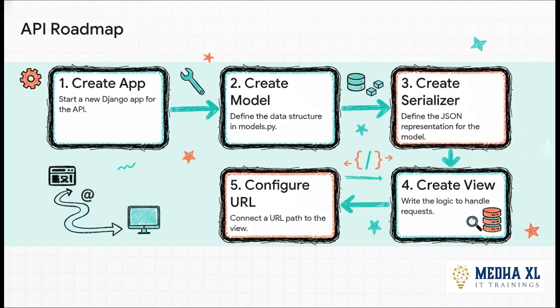And here it is. This is the whole roadmap. You create a Django app, define your data with a model, create that magic serializer, write the view to handle the logic, and finally, hook it all up with a URL. Just 5 steps. Let's quickly look at each one.